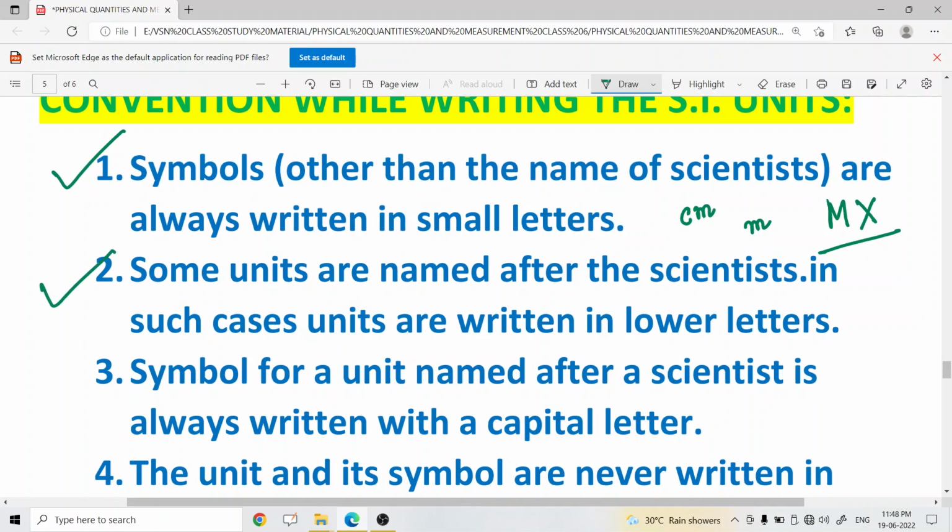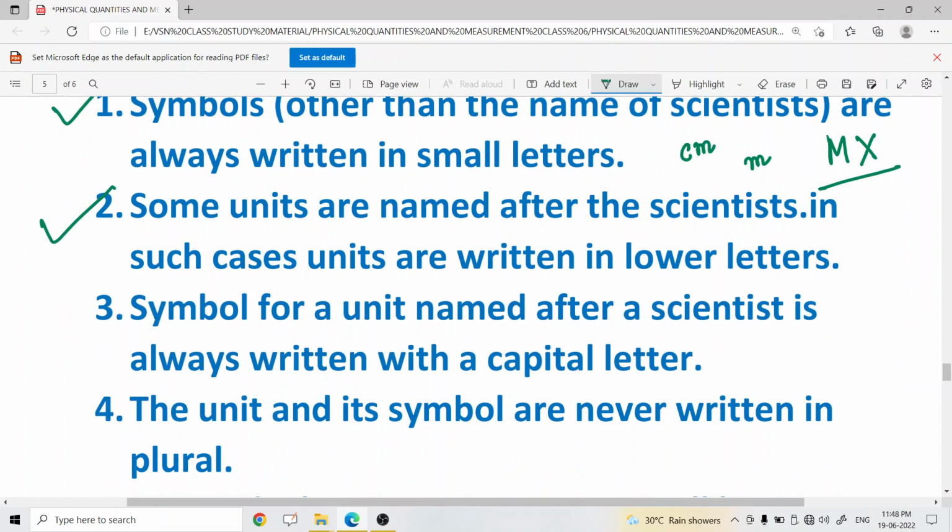Next, some units are named after a scientist. In such a case, the unit is written in lowercase letters. Like the unit of current, that is ampere. In general, the name of the scientist is Ampere, but the unit is named after the scientist. That's why we write it in small letters, ampere. If you write capital A-M-P, then this is wrong. So small a-m-p is right.